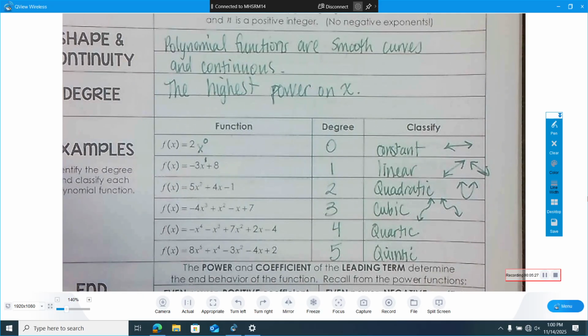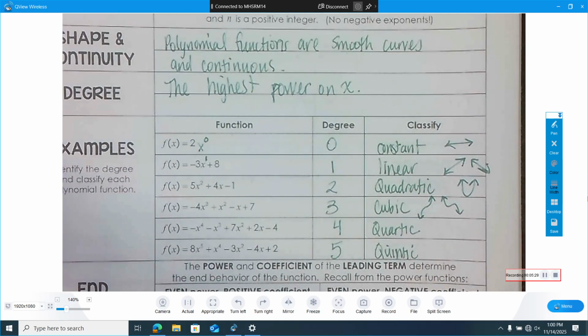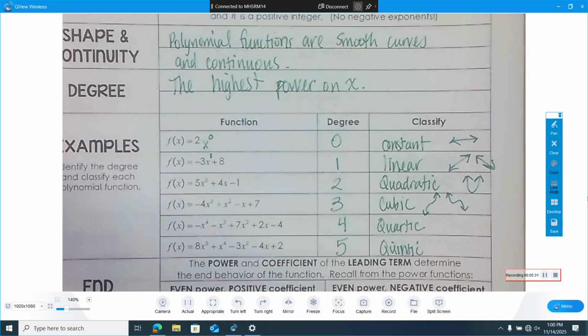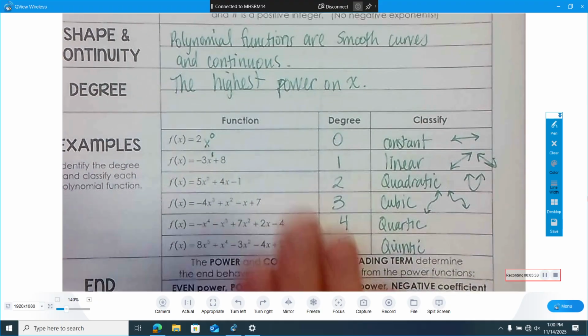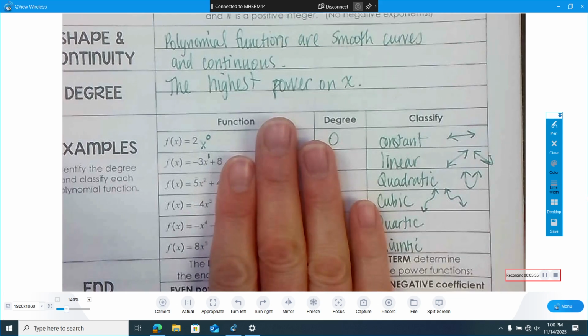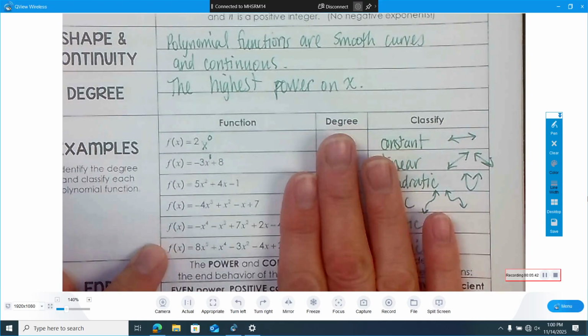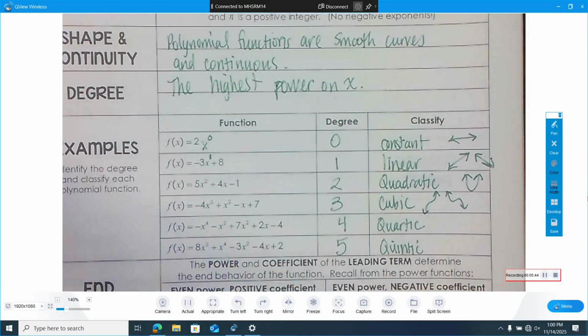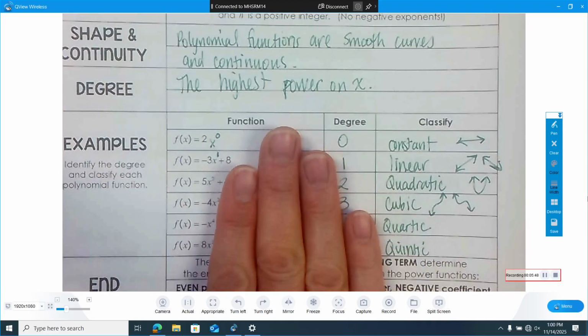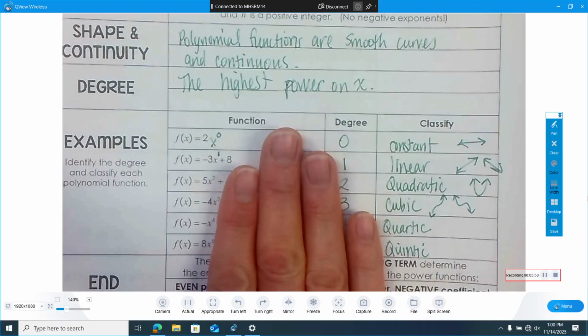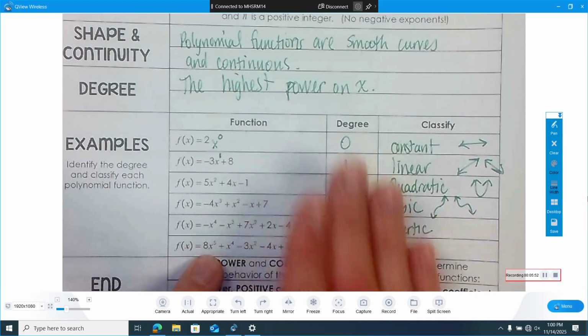So the degree tells us a lot. Now we talked about monomials yesterday, which would just be, hey, the one thing there, one term. Polynomials have all these extra little things added in, all right, many terms, okay? But they still have the same overall shape as their leader, okay? And the leader is the degree.